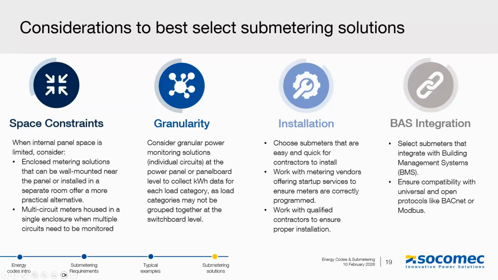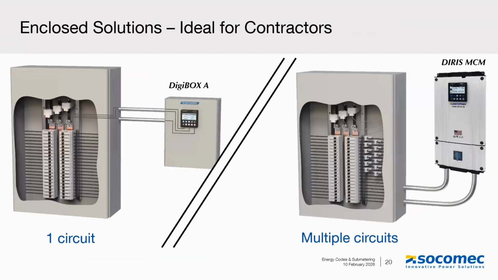And the last one is the BMS, BAS integration. So selecting submeters that integrate seamlessly within building management systems. Making sure the power meters that are selected are universal in terms of communication protocols. They work with open Modbus protocol or BACnet, which is pretty common in the industry. So yeah, selecting power meters that are open and that can work seamlessly with different BMS, BAS systems. Those are some of the considerations to take into account.